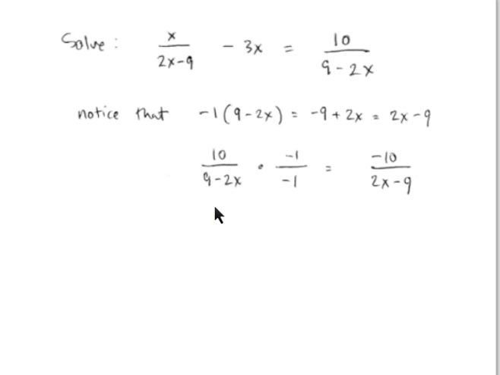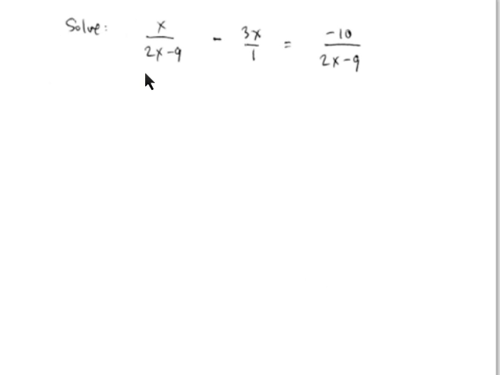The way that we can make this problem simpler for ourselves is to take that second fraction, 10 over 9 minus 2x, multiply it by a form of 1, in this case negative 1 over negative 1, and get an equivalent fraction, negative 10 over 2x minus 9. But now the reason it's easier is because both of these fractions, the first and the second, have the same denominator. So what this means is that the least common denominator of this entire expression is 2x minus 9.